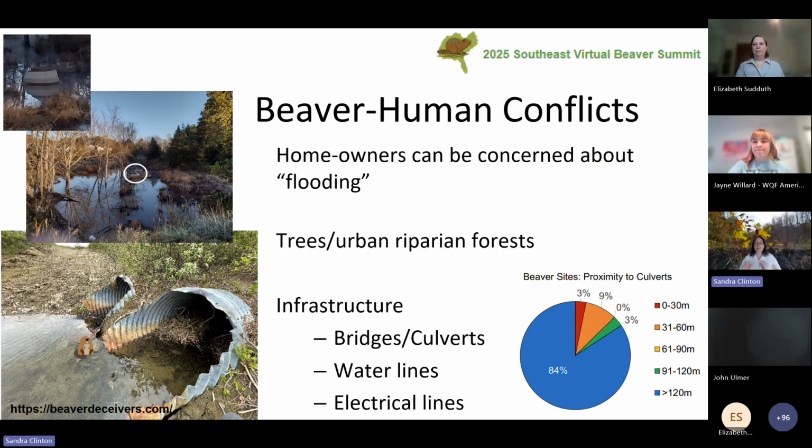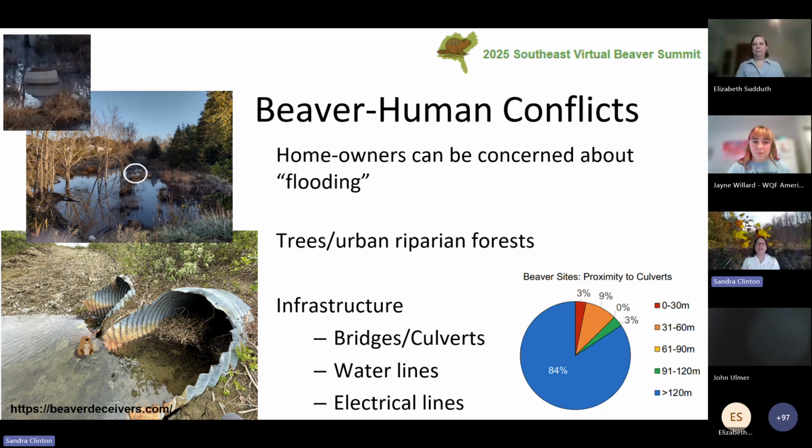Perfect. So I just want to end with, and there's going to be another talk more about some of this information, so I'm not going to go into a lot of detail, but we really can't talk about ecological benefits of beavers in urban systems without acknowledging beaver-human conflicts. We live in the urban systems, and so do the beavers. And this is going to lead to conflict.